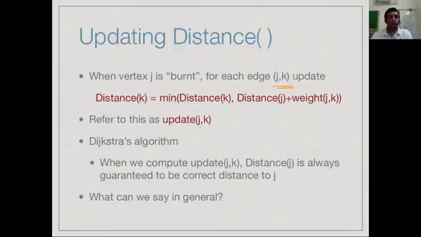When we burn a vertex, just because it has the shortest expected distance among the unburned vertices does not guarantee that this is the correct distance. Right? We might find a smaller distance later on. But in spite of this, the update operation has some useful properties which we can exploit.